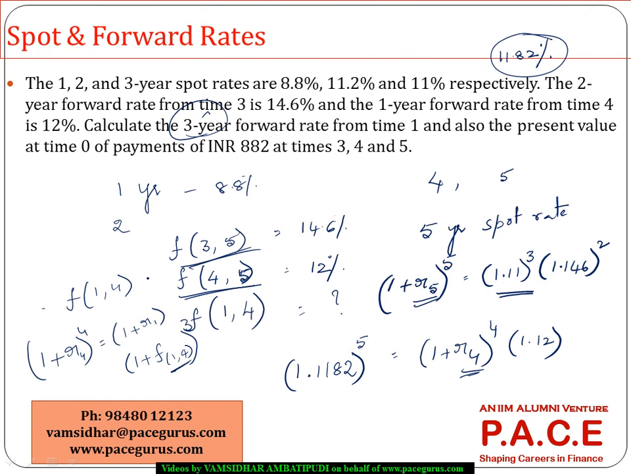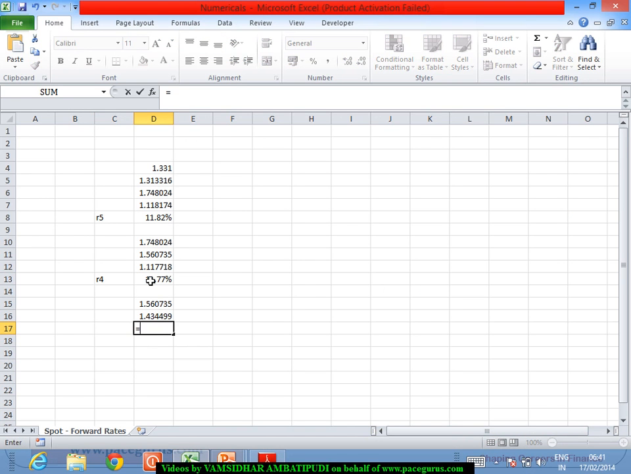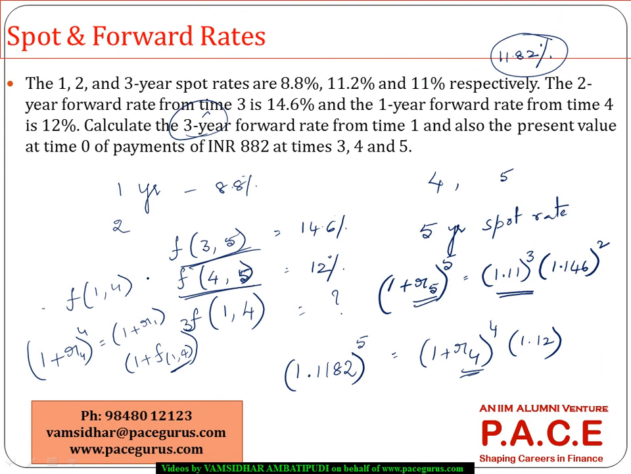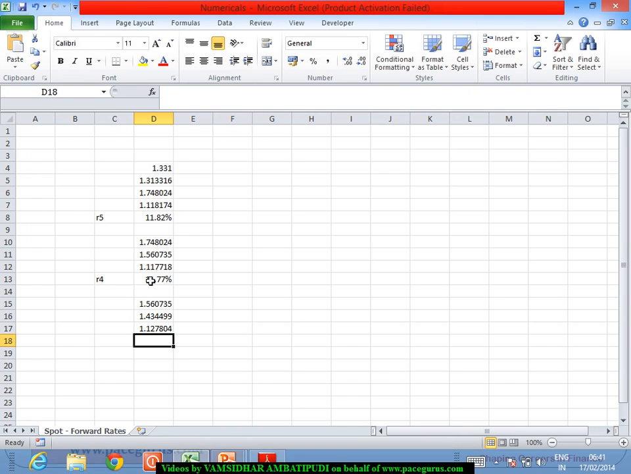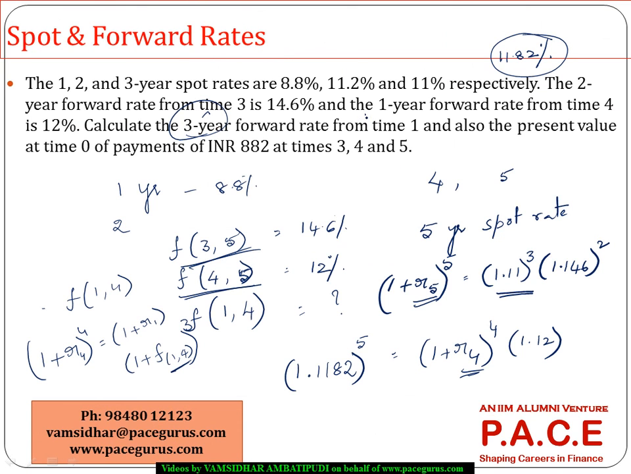So this makes it 1 plus f between 1 and 4 years, whole cube. For a 3-year period, I will raise this to the power 1 by 3. This will give me 1 plus the forward between 1 and 4. Subtract 1 from this. This gives me the 3-year forward interest rate between 1 and 4 years. That makes it 12.78%.